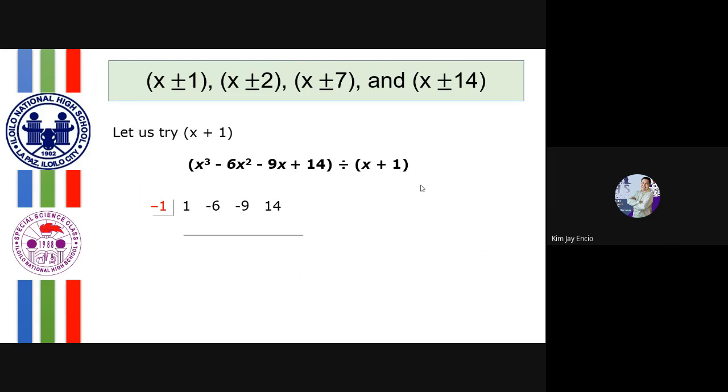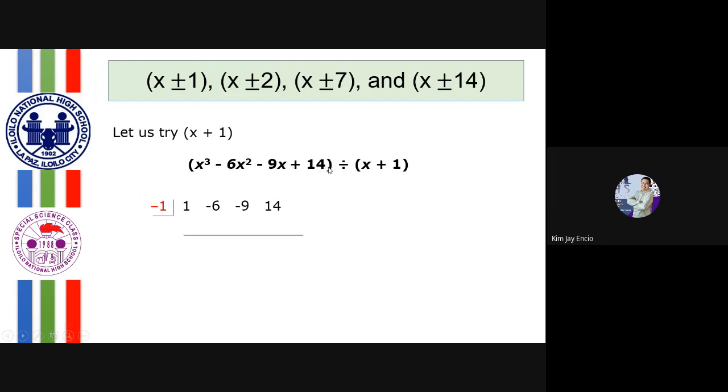For our class now, we will be performing synthetic division, and I hope you could still recall how to do that. Remember that the coefficients here should be in descending order of powers. We have 3, 2, 1, 0.